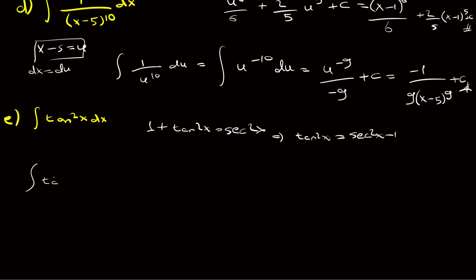Integral of secant squared x minus 1 dx. We can separate this: integral of secant squared x dx minus integral dx.